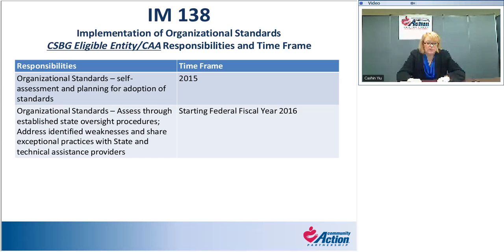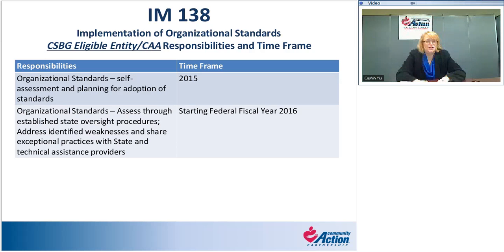And then CSBG eligible entity pieces: conducting self-assessments, planning for adoption. We've been beating that drum for a while, haven't we? Get ready now, get ready right now. And just to let folks know, our board here at the partnership has made it a clear element of our strategic plan that the partnership will assess ourselves against all 58 standards to see where we stand. Now, not all of them may have quite a clear A equals A, but our board is committed, and I am as well, that our organization here at the partnership will assess ourselves against these standards as well. So we're in the pool with you on that as well.